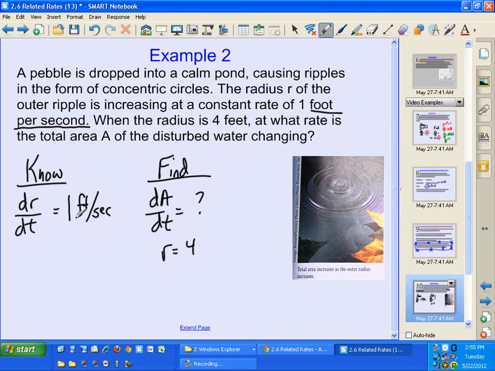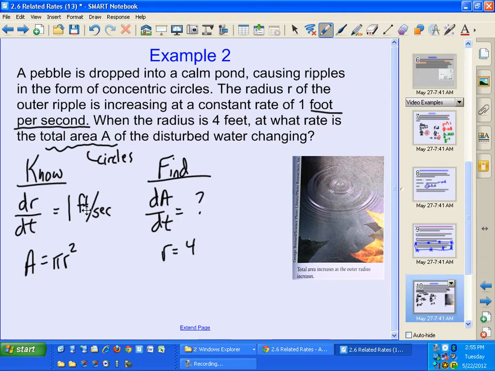Well, the question is about the total area. And total area of what? Well, these are circles, so I've got to remember my geometry. That area is pi r squared. So now, to solve this problem, I have to find dA/dt when the radius is 4 and dr/dt is 1 foot per second.